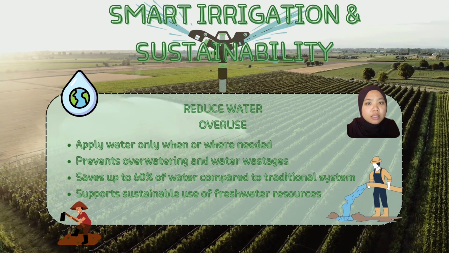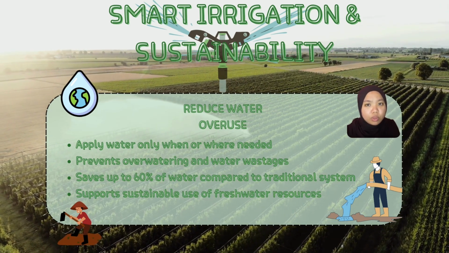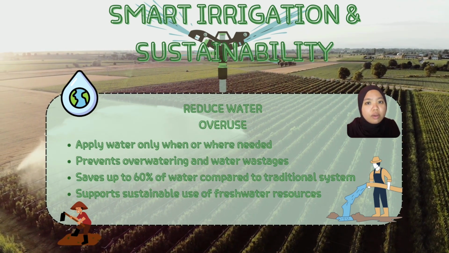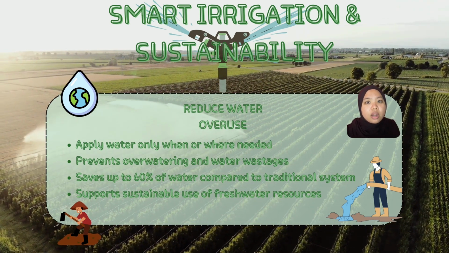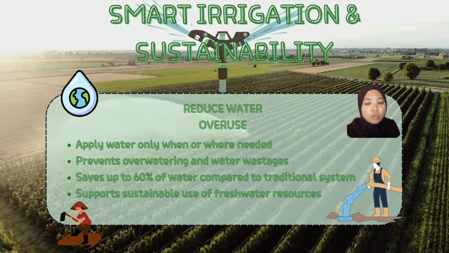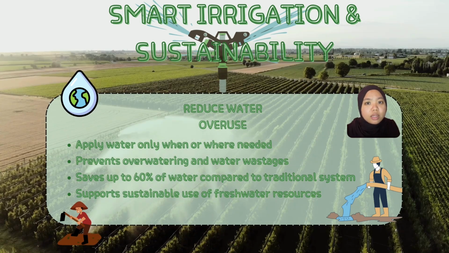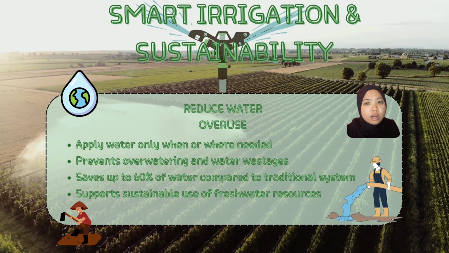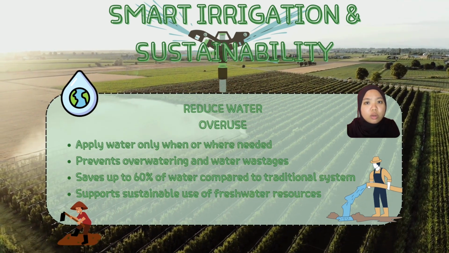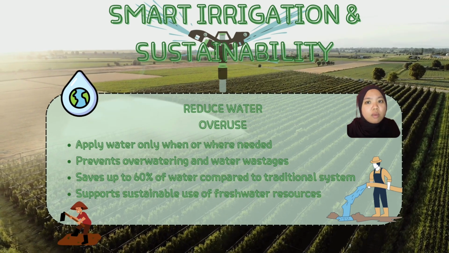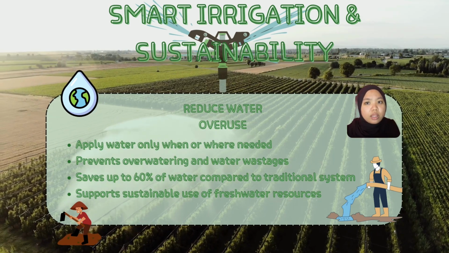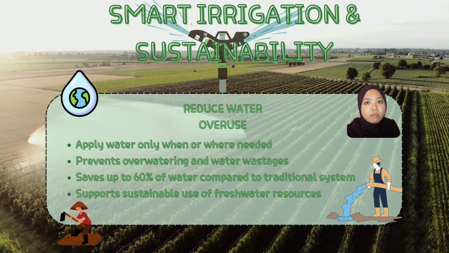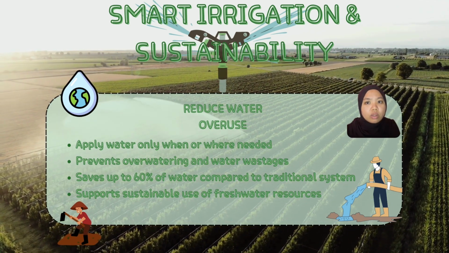Smart systems can save up to 60% more water compared to traditional methods. That's a major advantage, especially in areas facing droughts or limited water supply. By cutting down unnecessary water use, smart irrigation supports the sustainable use of freshwater resources, ensuring there's enough water for future farming and the environment. So it's not about convenience, it's a smarter, more responsible way to grow crops.